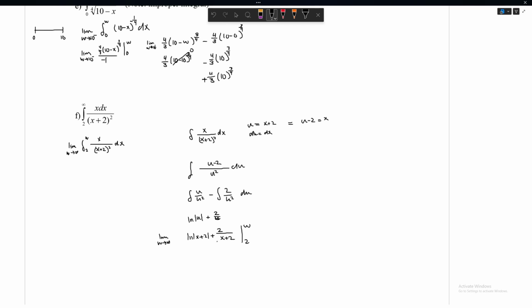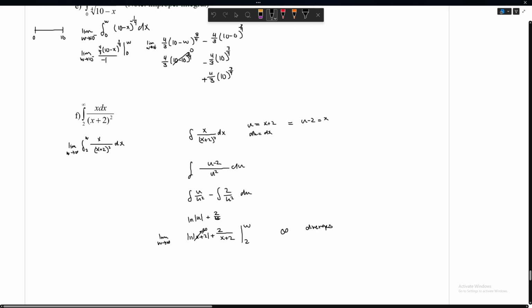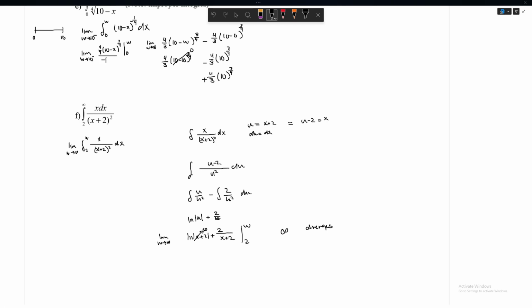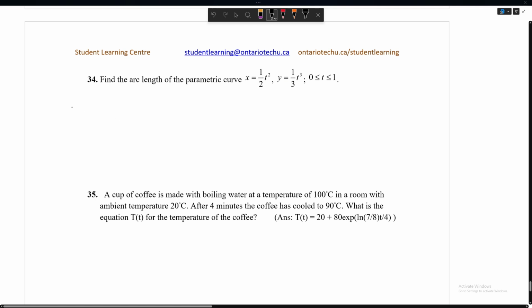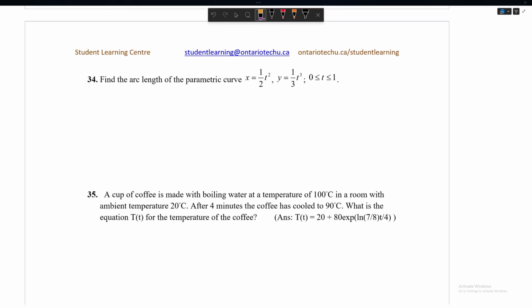But since this goes to infinity, that makes the whole thing go to infinity. I mean, this one will go to 0. This one will go to 0. But this one is going to go to infinity. And if this one goes to infinity, the whole thing will go to infinity. So this goes to infinity, therefore diverges. All right, next question is arc length. Last 2 questions.